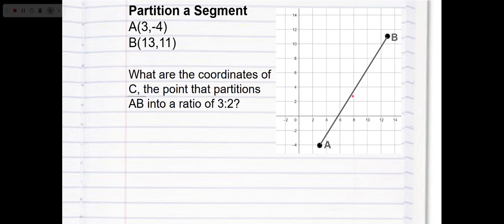Here's my question. Let me have you write down the question and then we'll talk through it. What are the coordinates of C, the point that partitions AB into a ratio of 3 to 2? Okay. So it's a little bit like 3 to 2. It's a little bit more than, like this is a 1 to 1. So 3 to 2 means it'd be somewhere over here maybe. So again, my line isn't the best line ever. So let's do some math.